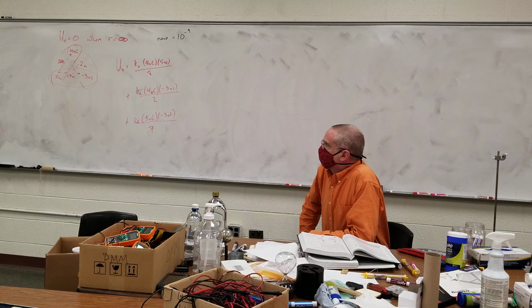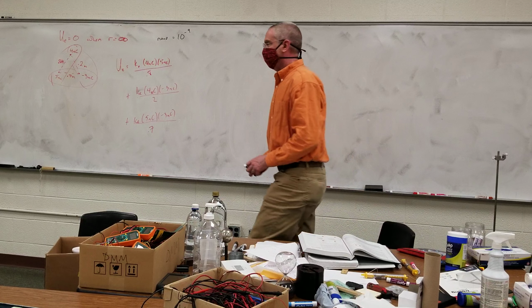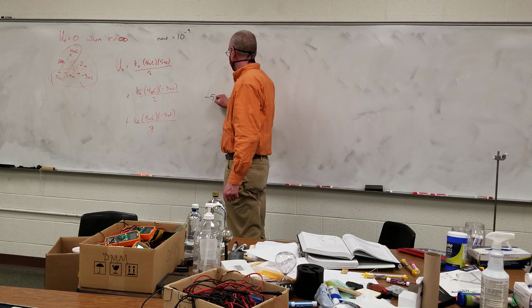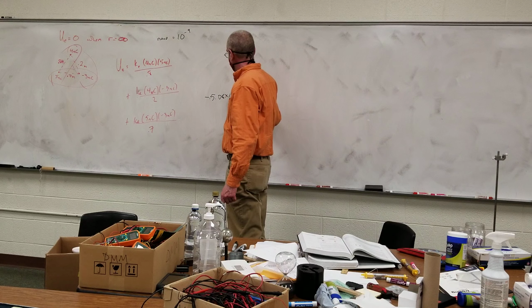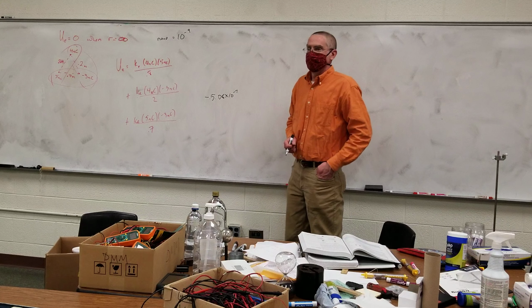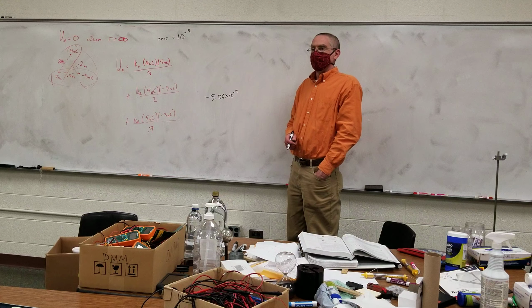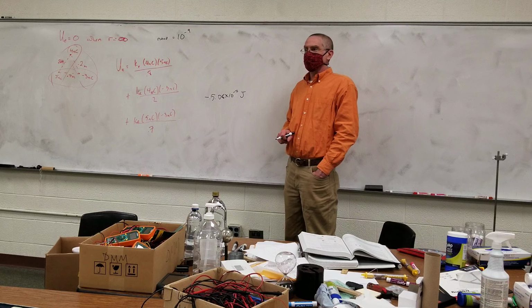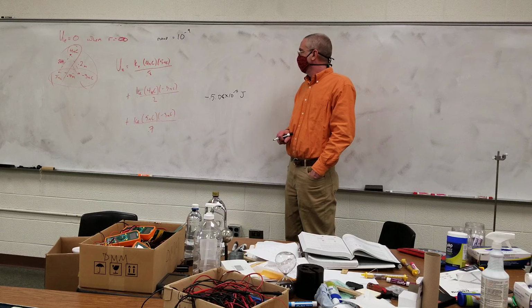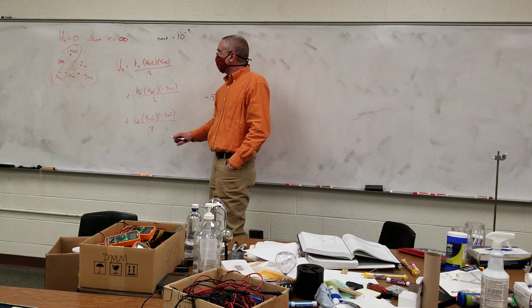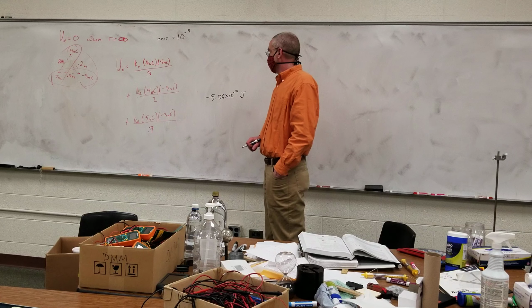I got negative 5.08 times 10 to the negative 7. Negative 5.08 times 10 to the negative 7th. Yes. Units? Joules. Yes, joules. Anyone else get the same thing? Oh, there's 0.8, 0.2, and 0.7. 0.8, 0.2, 0.7. Okay, then I got the same thing.